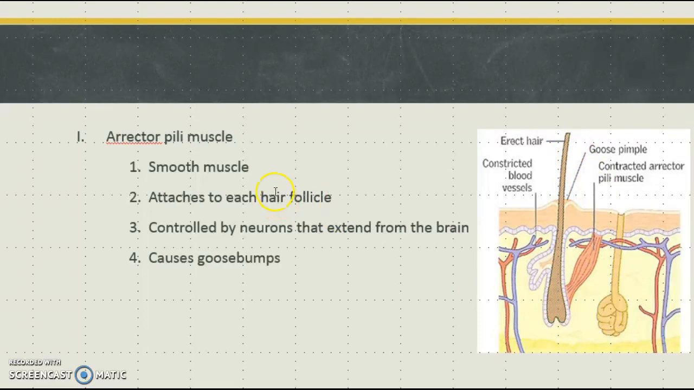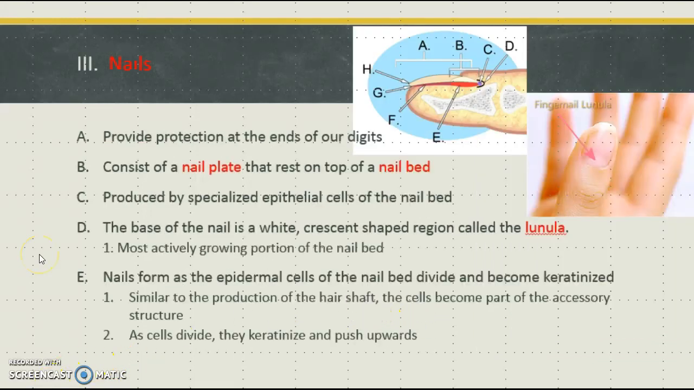So it does attach to the hair follicle, and the neurons that stimulate this to contract come from the brain, and they're usually associated with our homeostatic balance of body temperature. Although they can also be stimulated out of fear, and we'll talk about that when we get to the nervous system. The next accessory structure is our nails, and this is just nails in general. This would apply to both finger and toenails.